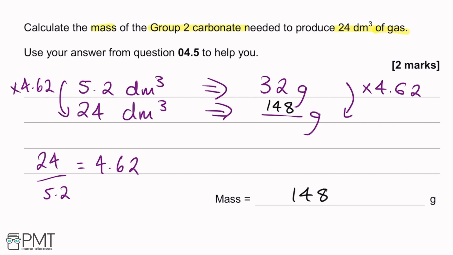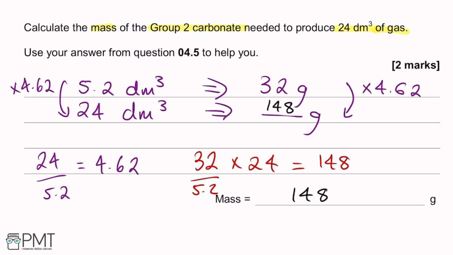Now, there were several ways that you could have done it. The way that the mark scheme suggested was to do 32 divided by 5.2 times by 24, which again would have given you 148. But the method that I've shown in purple is perfectly fine.